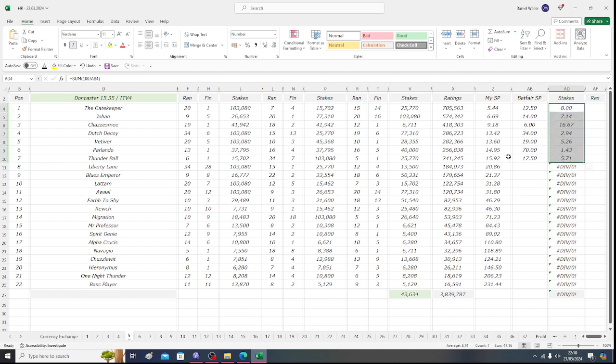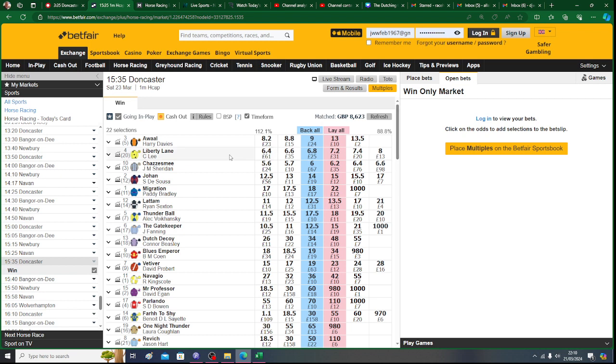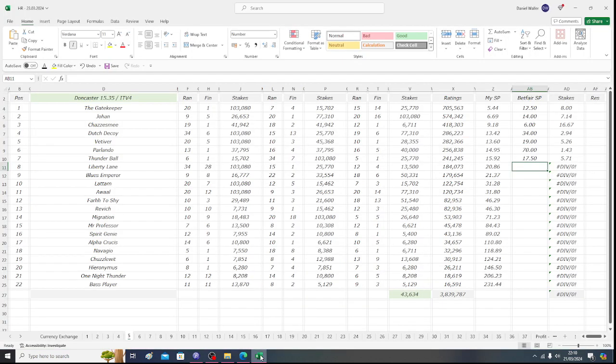And that now leaves us £2.84. And the eighth selection we've got is Liberty Lane. And this is another one around the favouritism at 6.8. But we haven't got enough to put on this one. So we'll add up all the others again, and we've got £2.84 left.